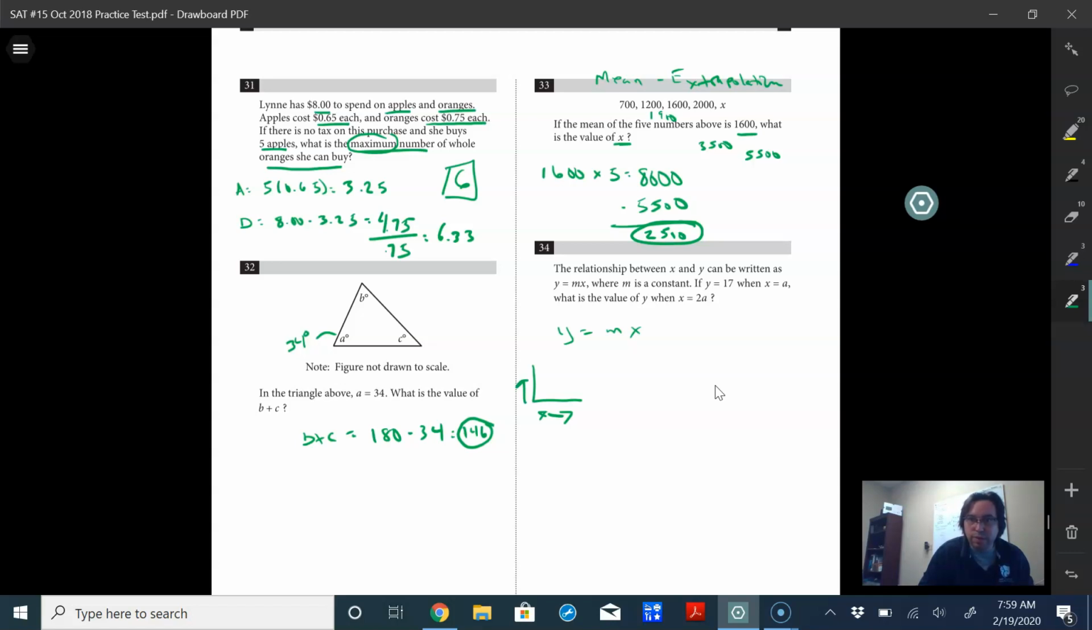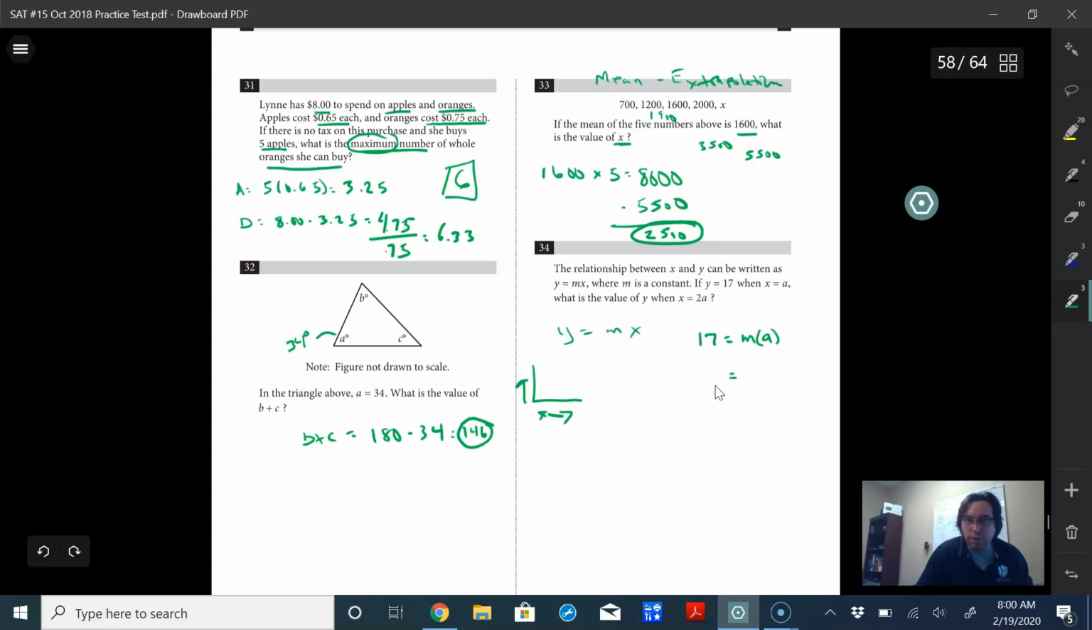So if y equals 17 when x equals a, what is the value of y when x equals 2a? All right, so if we're saying that 17 equals mx, and m is a constant, and when x equals a, then what is the value of y when x equals 2a?